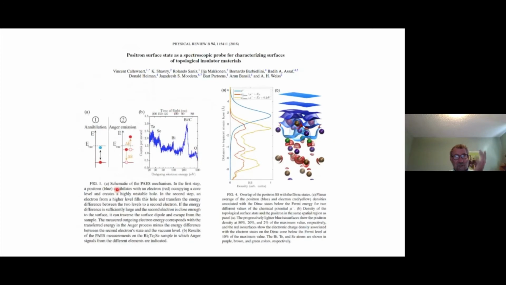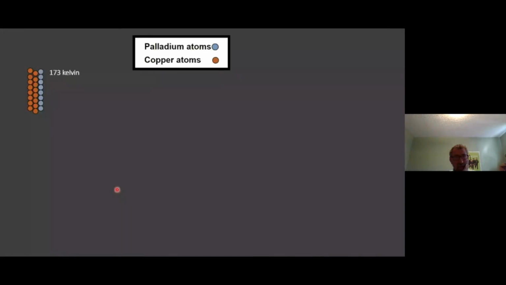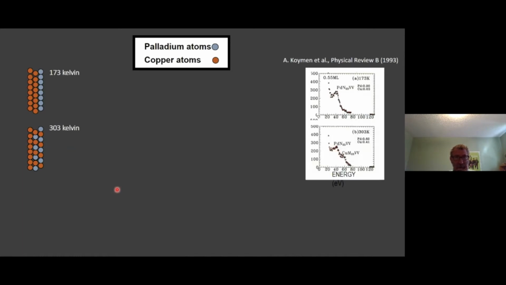And we used this to look at topological insulators recently, and these are also thin films. This is an animation by Alex Weiss, which is cool. So I'm just showing the same thing again. There's the palladium on top, and you have to heat it up. You get a mixed palladium copper surface, and you get two peaks, and then you heat it up some more, and the copper comes on top, and you get only the one peak from the copper.